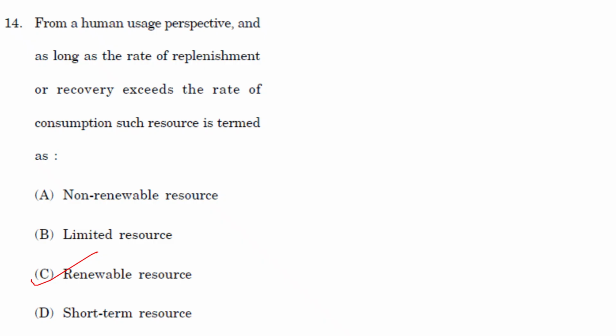Non-renewable means the resource is present only in some finite amounts. And it takes millions of years to form that resource, like fossil fuels, natural gas, all these things. So if the human consumption is very fast and the replenishment is less than the rate at which humans consume it, then it is a non-renewable resource.